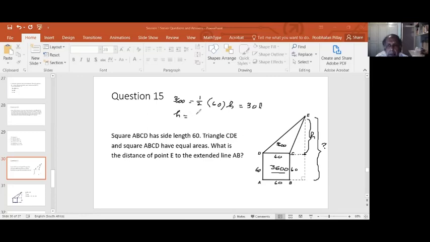So you have 3600 on one side and 30H on the other. So you divide these two, the tens cancel, 3 goes into 360 is 120. So this part here is 120. And we need to know the whole thing, but we already know that this is 60, from here to here. So there we have it. This question mark will have to be 120 plus 60, and that is what we are looking for.